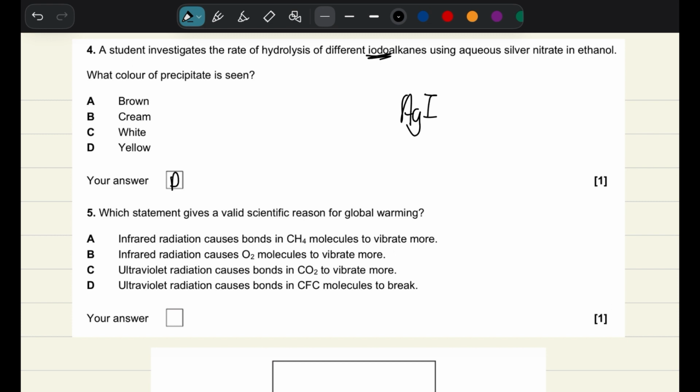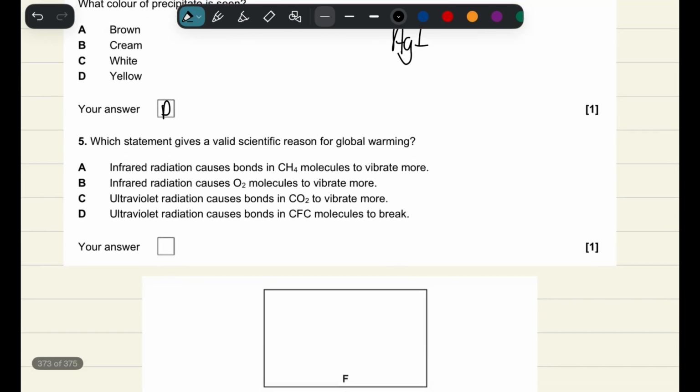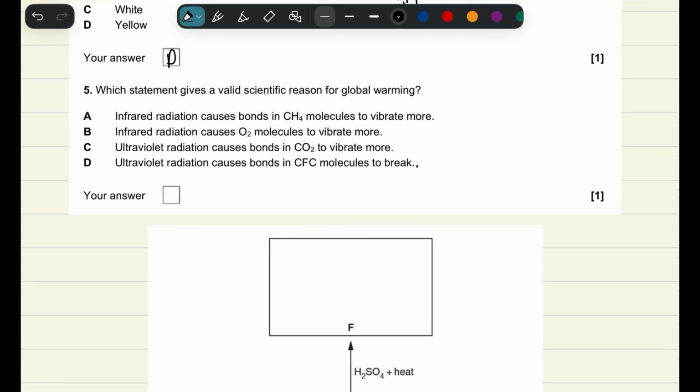Now, this one catches a lot of people out. In terms of what's actually causing global warming, that is what we're looking at. This D is what a lot of people go for, and yes, that's what's happening, but it's not the reason that global warming happens. It contributes, but it's not the reason. The reason is A, that infrared radiation causes your methane molecules to vibrate more.